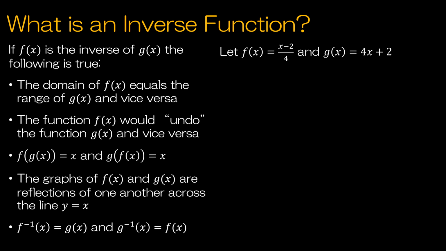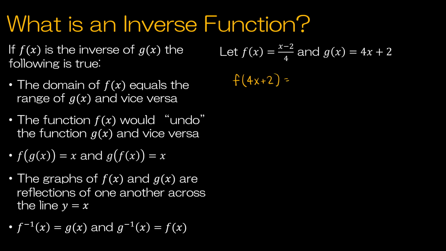Next, the function f of x would undo the function g of x and vice versa. So let's take a look. For f of x, it appears we're subtracting 2 from x and dividing by 4. Here we're adding 2 to x and multiplying by 4. So those do seem to be undoing one another. If you compose f of g of x or g of f of x, the result should be x either way. Let's double check. First, we're going to take f of g of x or f of 4x plus 2.